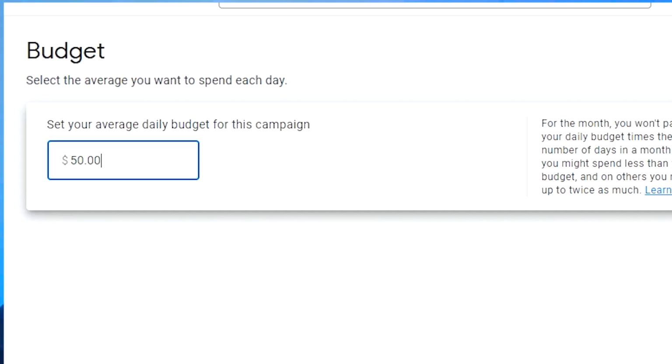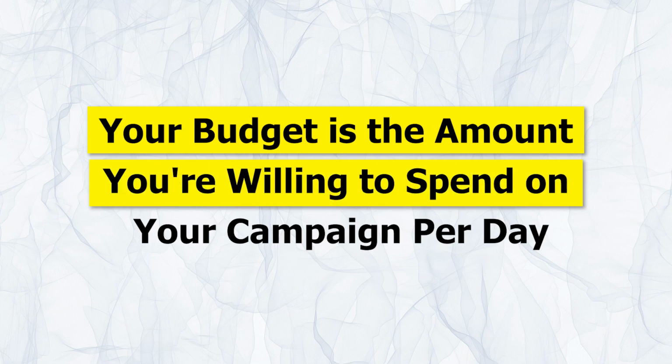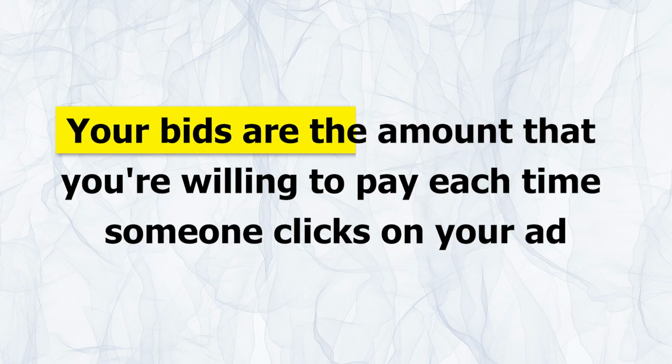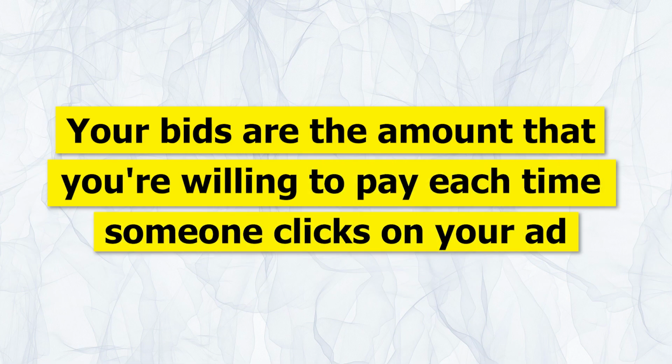Okay. Now the next step is setting up your budget and bids. Your budget is the amount you're willing to spend on your campaign per day. Your bids are the amount that you're willing to pay each time someone clicks on your ad. So these two things are really important and different as well. Your budget is for the whole campaign, and the bid is on a per-click basis.